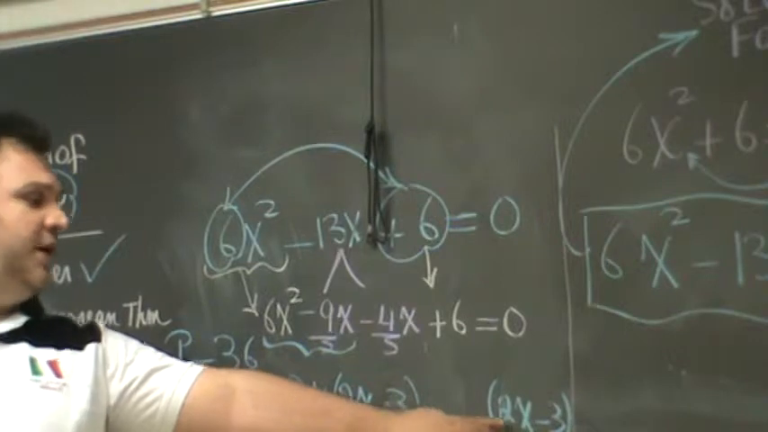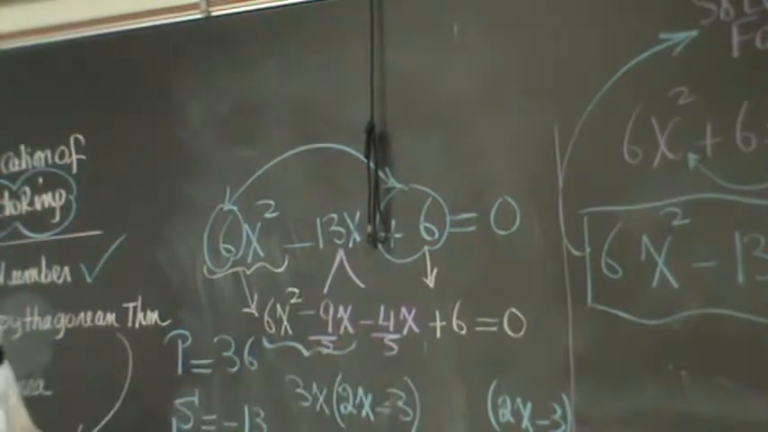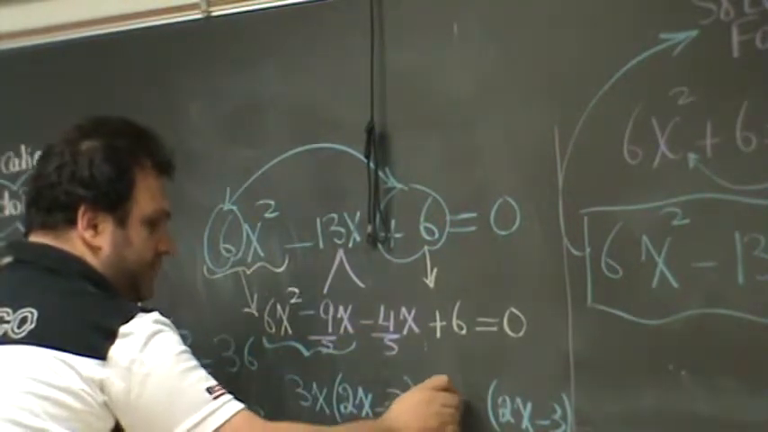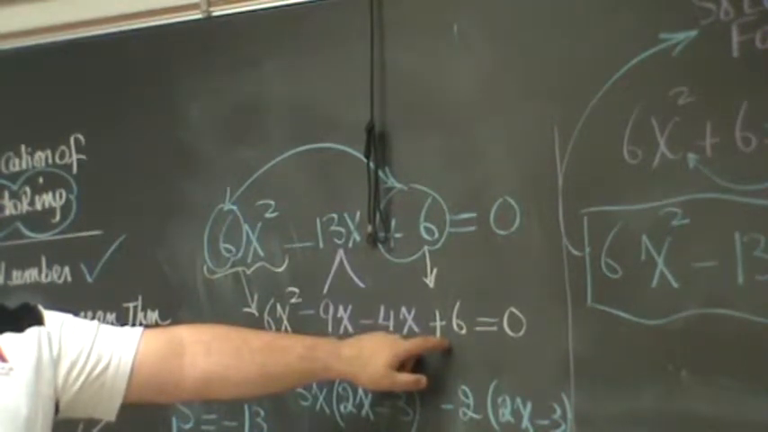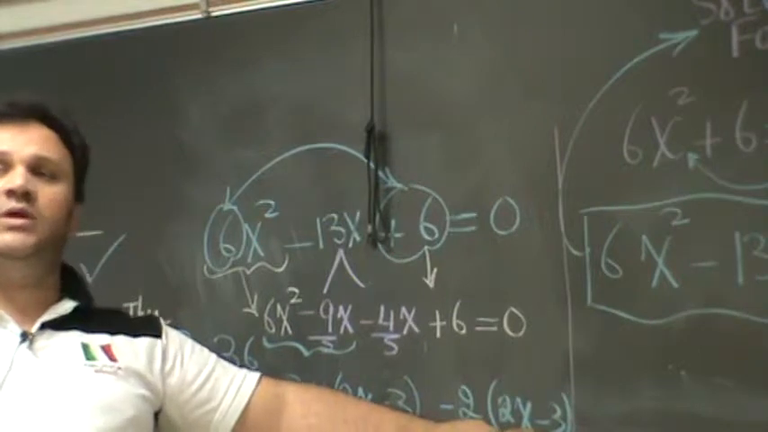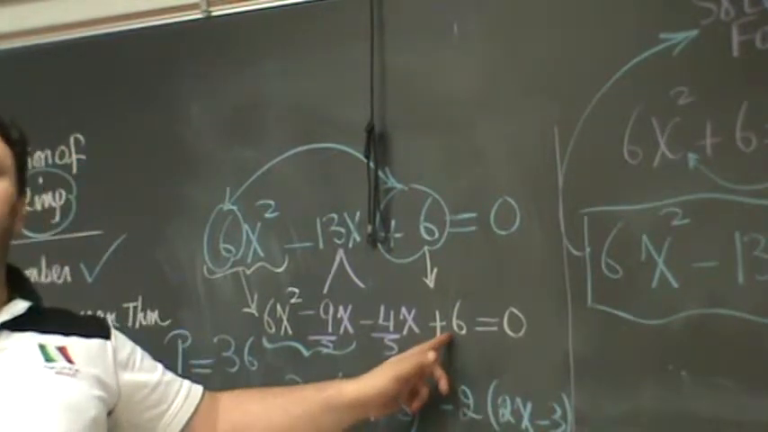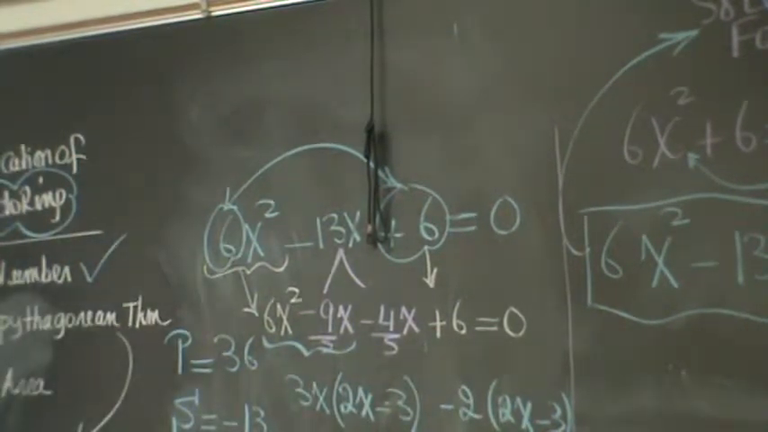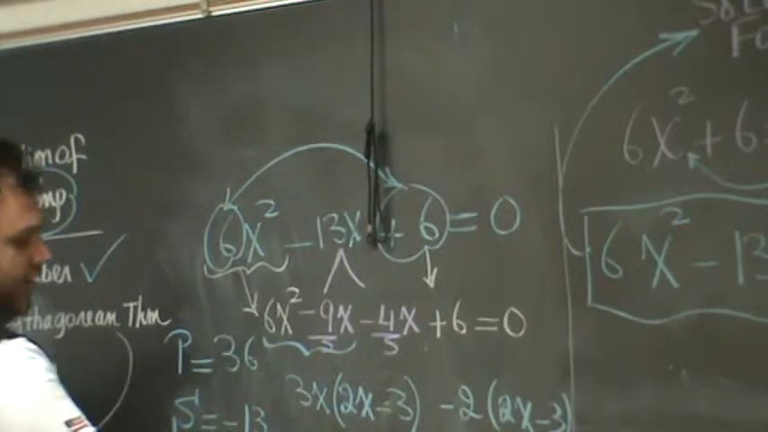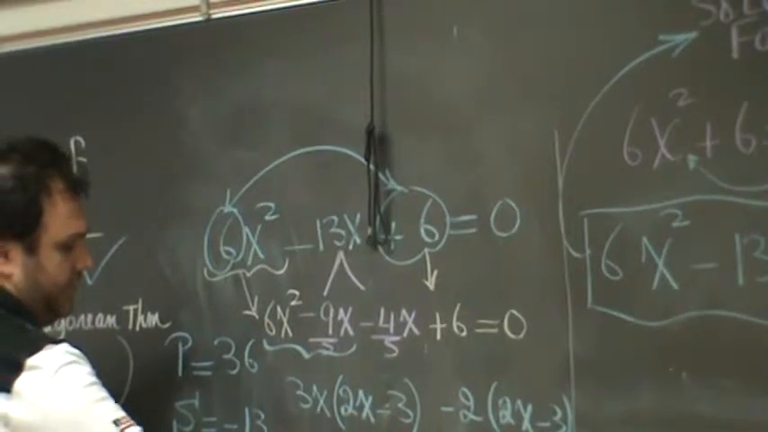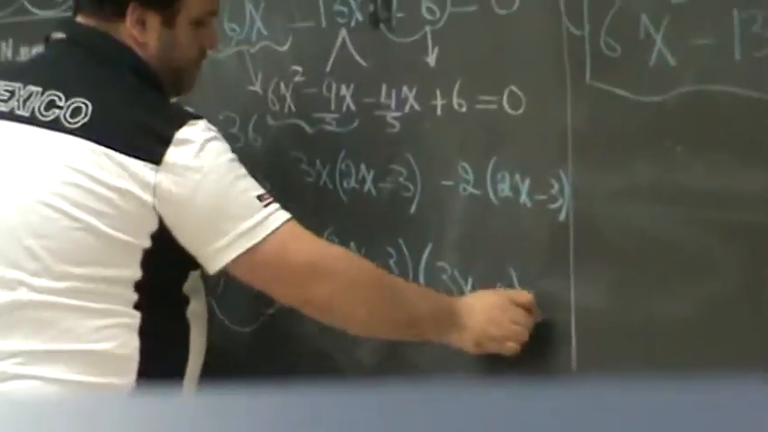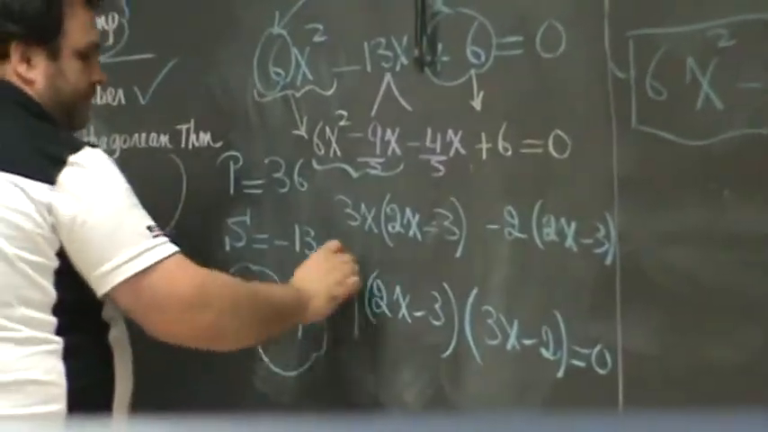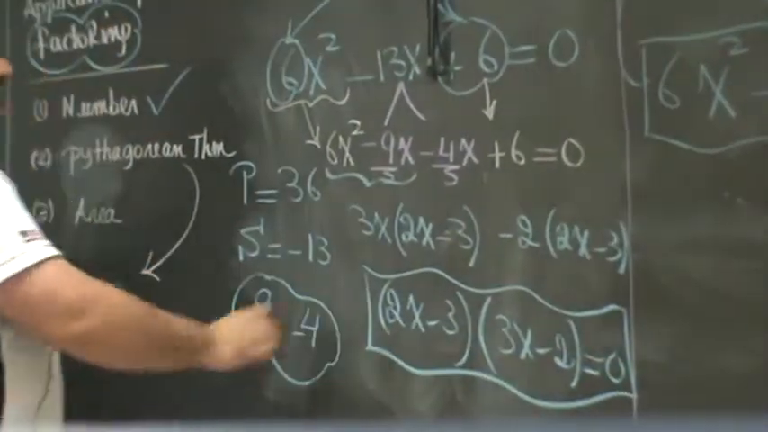Negative. How am I going to get 2x from negative 4x? I factored out negative 2. But I need to make sure still that this one comes out to be 6. What's negative times negative? Positive. And this is also 6. So I really do have a common factor. Now what do I do? 2x minus 3 times 3x minus 2 equal to 0, right? I did factor.